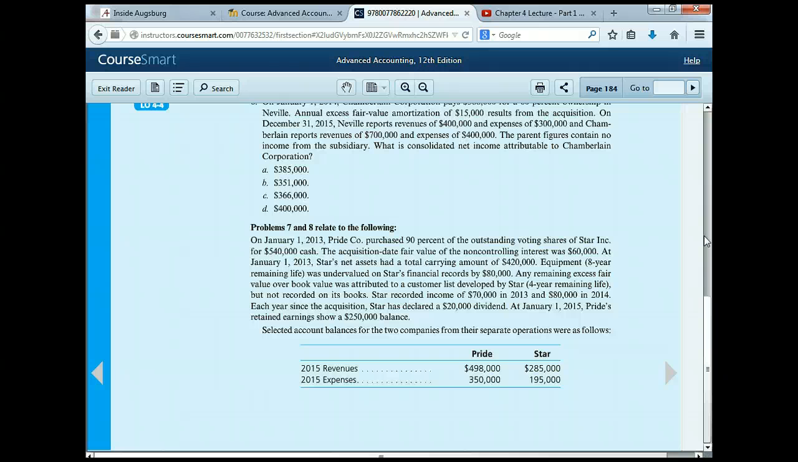At January 1st, 2013, Star's net assets had a total carrying amount of $420,000. Equipment with an 8-year remaining life was undervalued by $80,000. Any remaining excess fair value over book was attributed to a customer list developed by Star with a 4-year remaining life, but it's not on the books. Star recorded income of $70,000 in 2013 and $80,000 in 2014. Each year since the acquisition, Star has declared a $20,000 dividend.